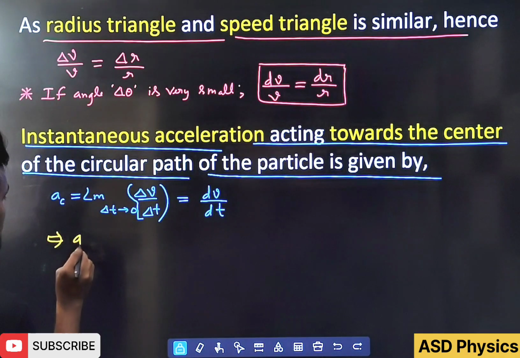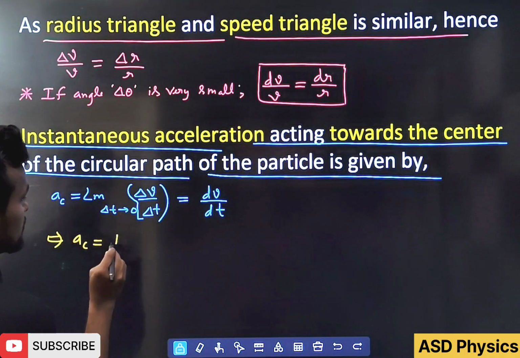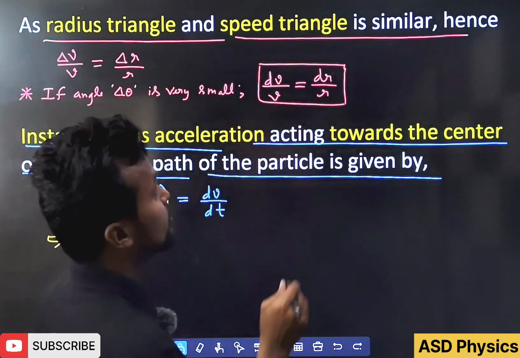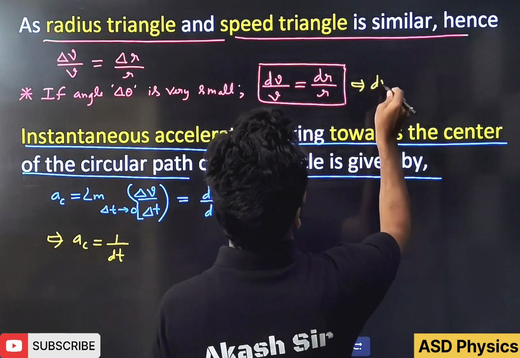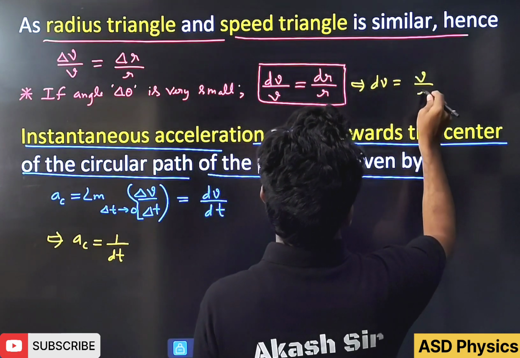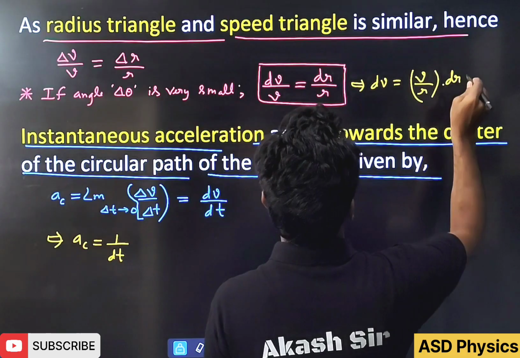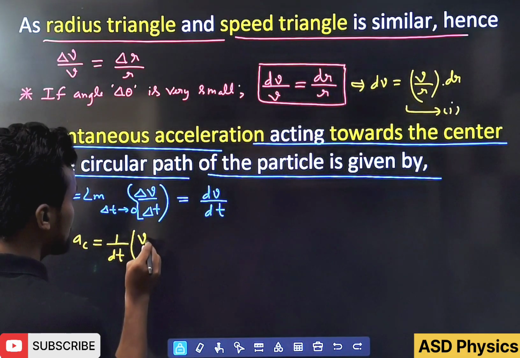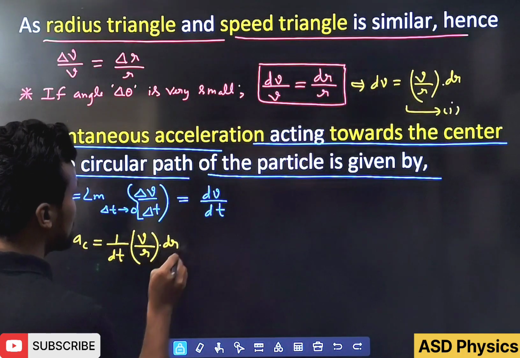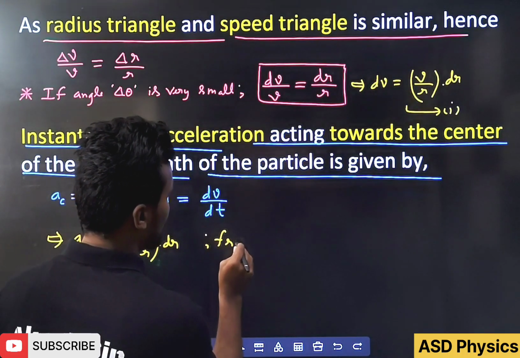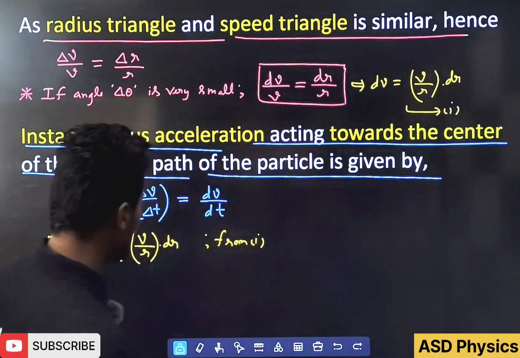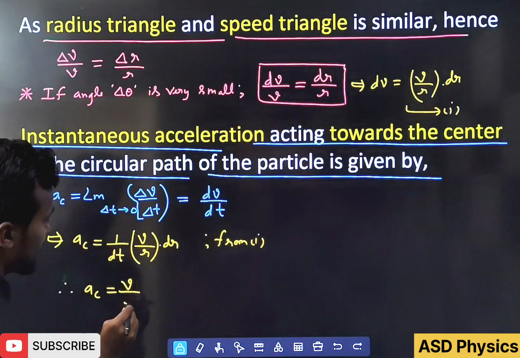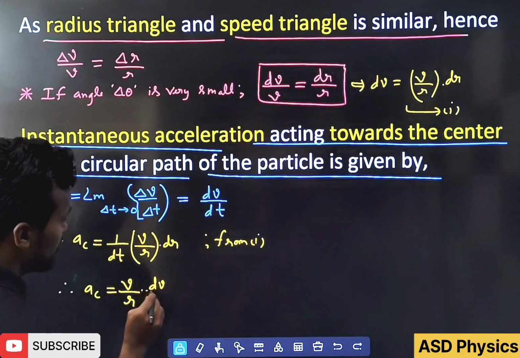Then after that we can write, see, this a_c equal to 1 by dt. And what is the value of the dv from here? If you see the value of dv from here, this dv value will be what? You can see very well, v by r into dr. Now let's take, I have given here equation 1. So dv value, what is given here? Kindly see here, v by r into dr, from equation 1. Okay, from 1. So hence we can write this centripetal acceleration is given by v, and r is constant anyhow, because it is uniform circular motion.